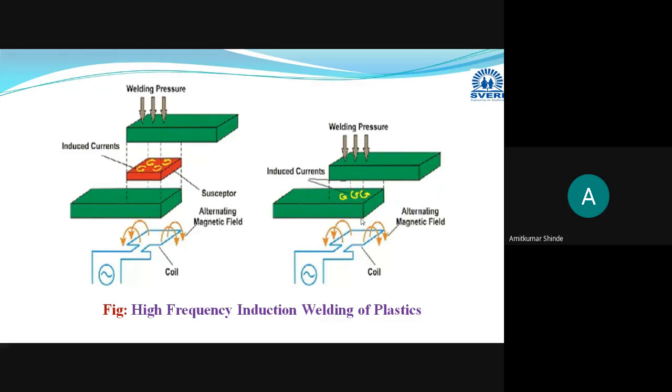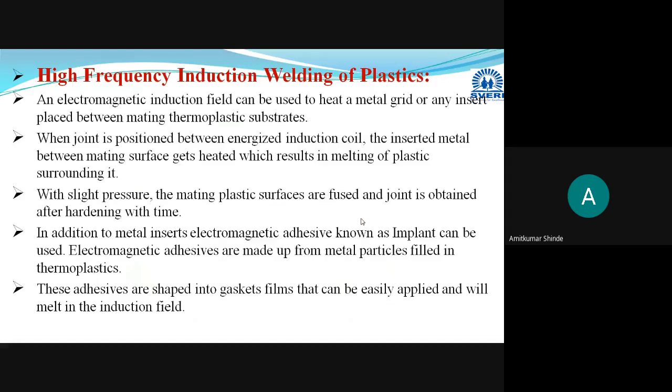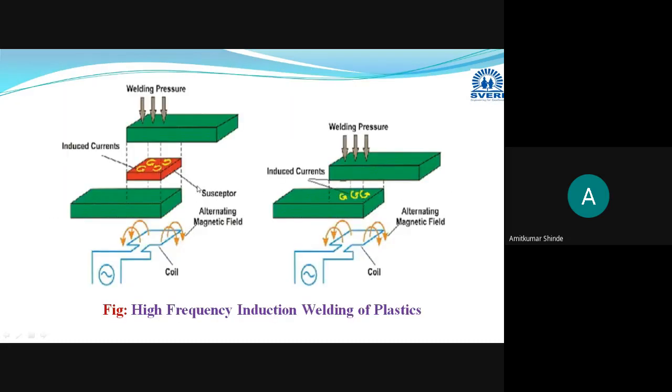And the same points I have highlighted in this slide here. An electromagnetic induction field can be used to heat a metal grid or insert which is placed between the mating thermoplastic substrates. These are nothing but the thermoplastic or plastic substrates. Mating means we are going to join them, and here we are going to place the susceptor.